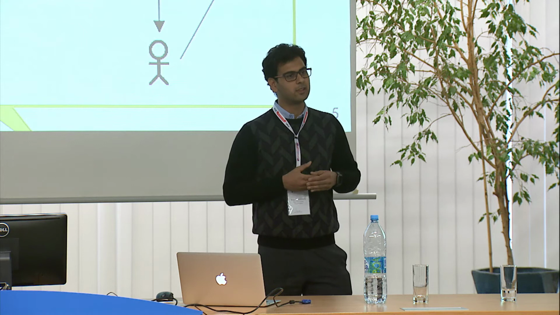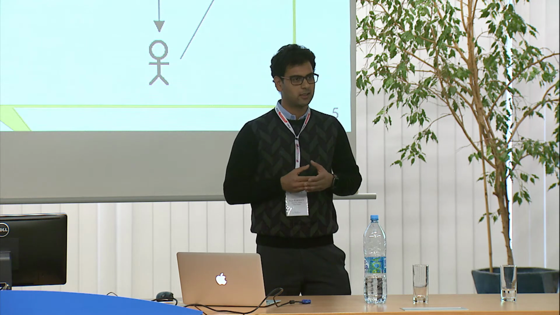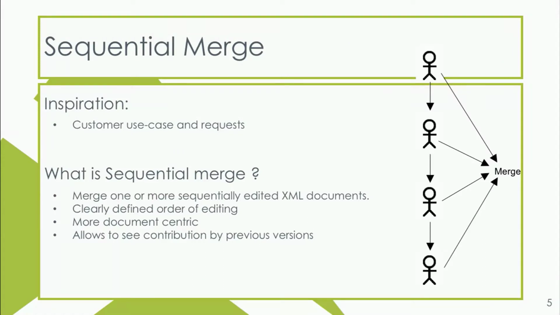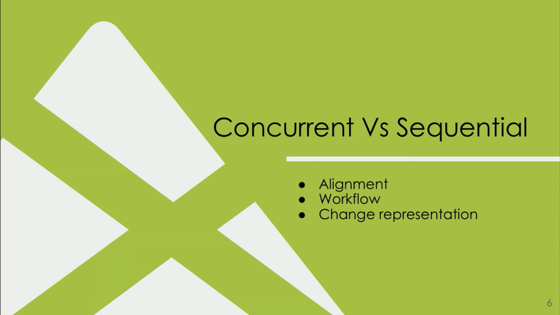But it doesn't give us the full context of the changes. That's why we need a sequential merge. So what is the difference between sequential and concurrent merge?